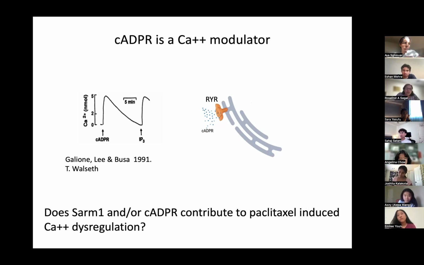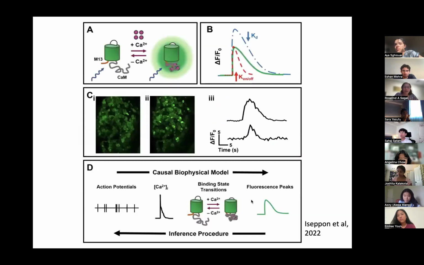So does SARM and cyclic ADPR contribute to paclitaxel-induced calcium dysregulation, which would be what we think is happening? Now, I'm not sure if any of you know about GCaMP, which is a genetically encoded calcium sensor. So this is just a very brief introduction to it. So this is genetically encoded. So there's been constructed a gene for it.